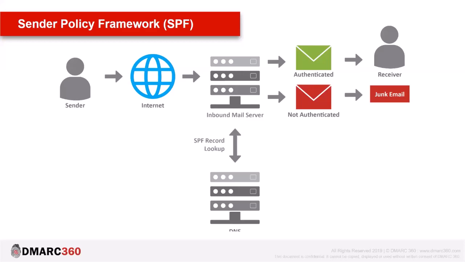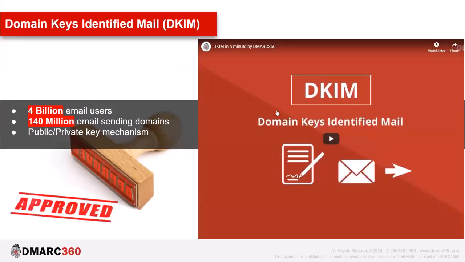Now, SPF record. So in conclusion, the SPF is basically authorizing IP addresses to send email on your behalf. Now, there's an issue here, that is someone can still spoof your IP address and still pretend to be you. So in this case, what do you do? Now, to address this, DKIM came into play.